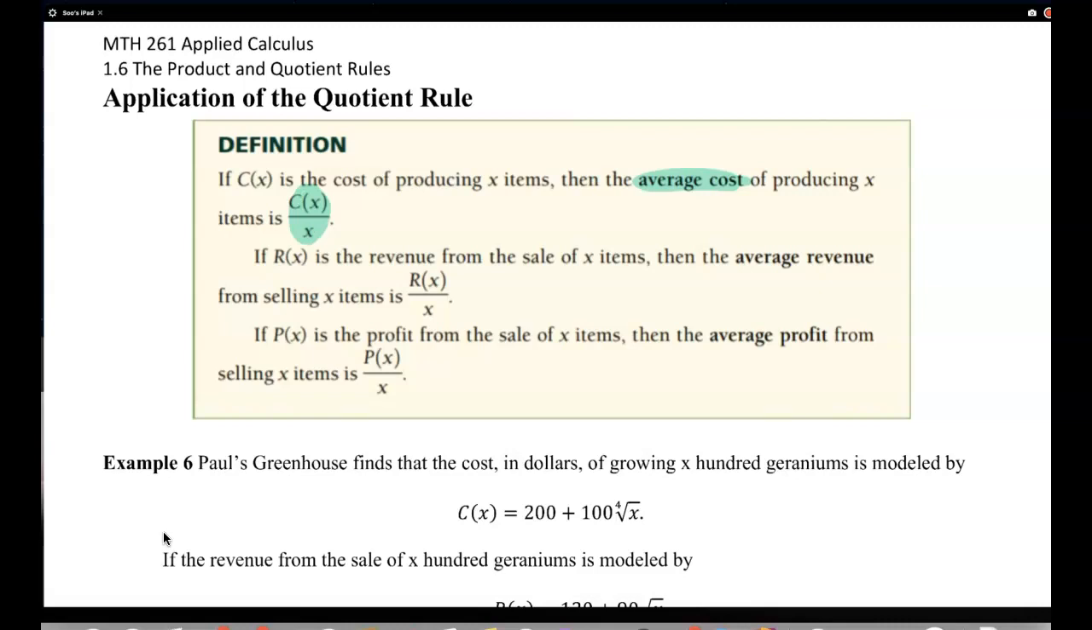So you have to divide the cost function by the number of items that we are producing, and that will be the average cost function. Okay, next one, if you want to find the average revenue, then you want to divide the total revenue, R of X, by the number of items that we sold. So R of X divided by X. These three functions, they all look the same, don't they? So if you're wondering about average profit, then you're going to divide the profit by X, the number of items that we are selling. So these are the three functions.